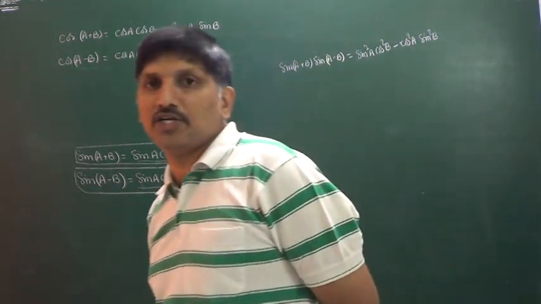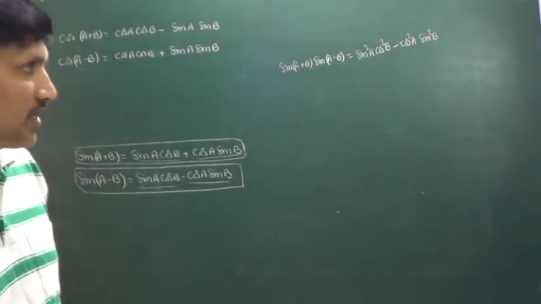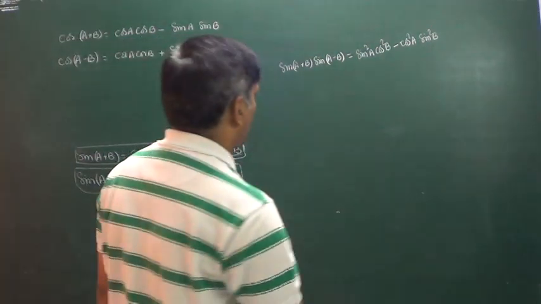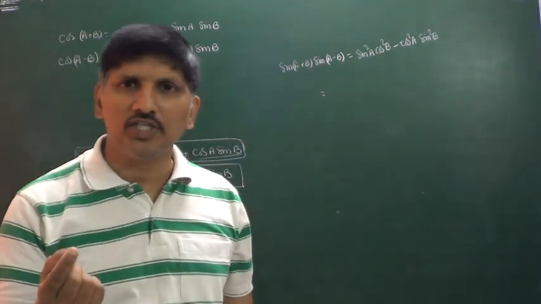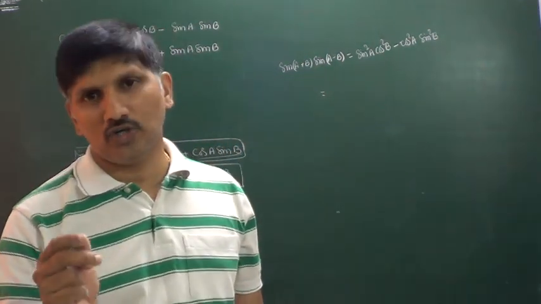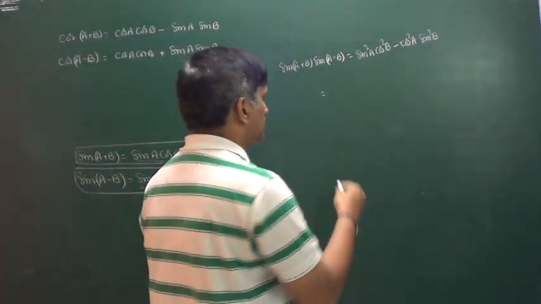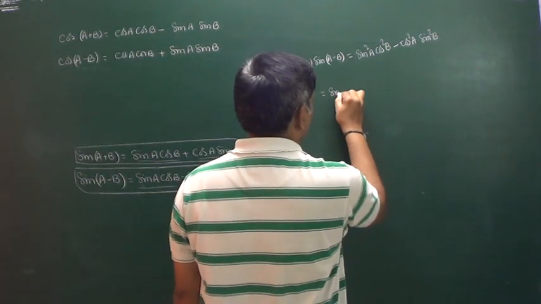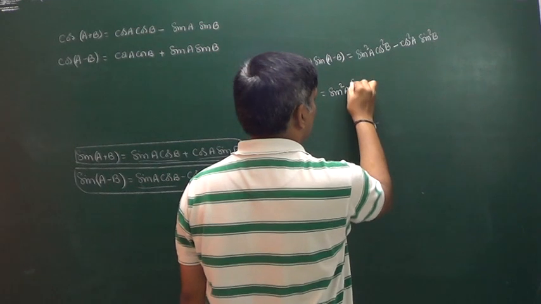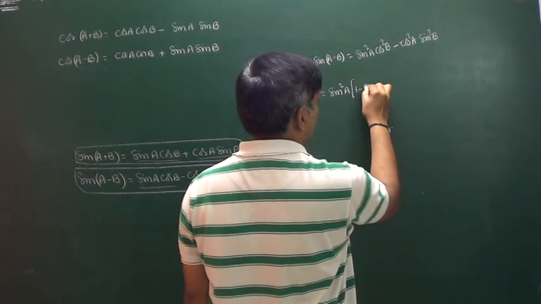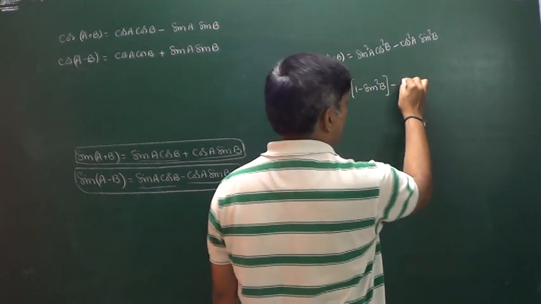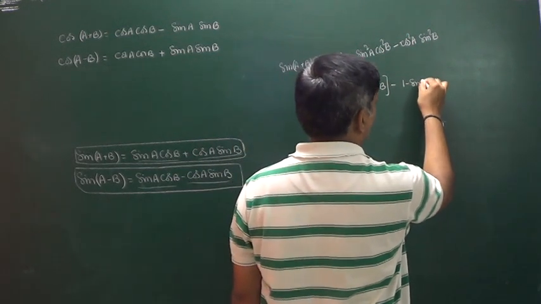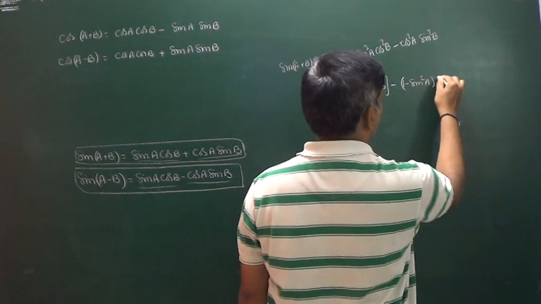We got the multiplication of sin(A+B) into sin(A-B). Now I want to simplify further and get the answer in terms of sin A or in terms of cos. Let us see. This we can write as sin²A into cos²B, which can be written as 1 minus sin²B, minus (1 minus sin²A) into sin²B.